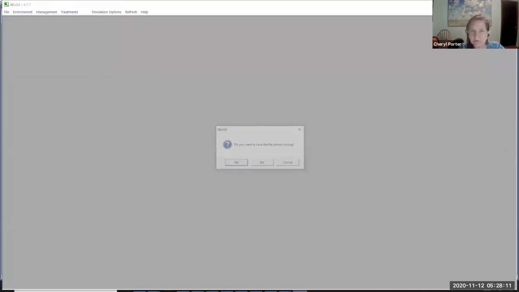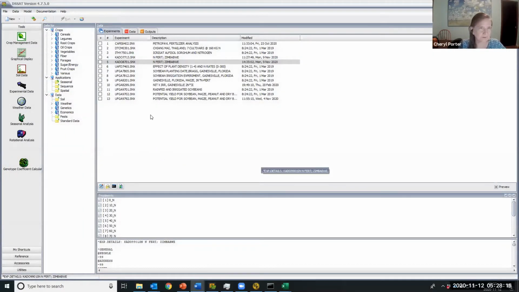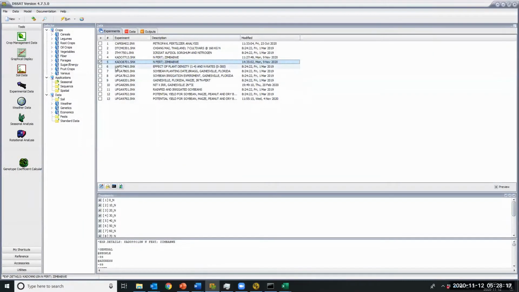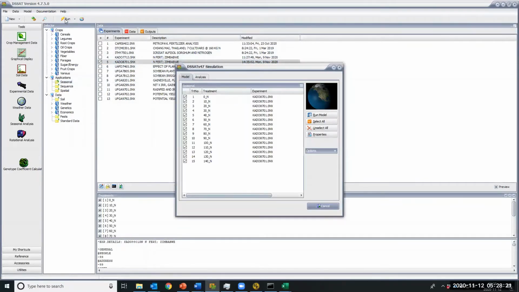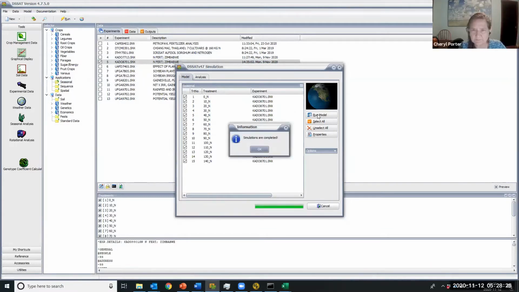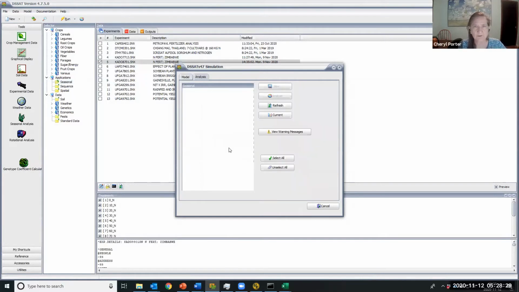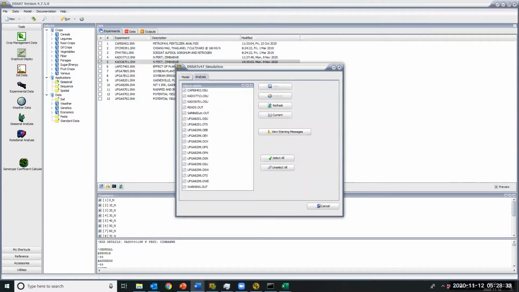Okay, I'm going to close this and run the file. I didn't change anything, so I don't need to save it. So I'm going to run the file. And now we can look at the analysis.